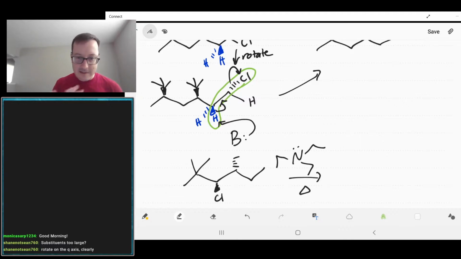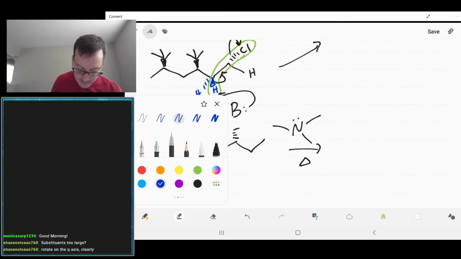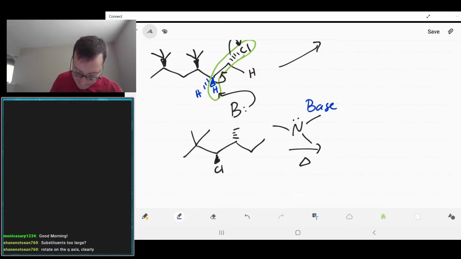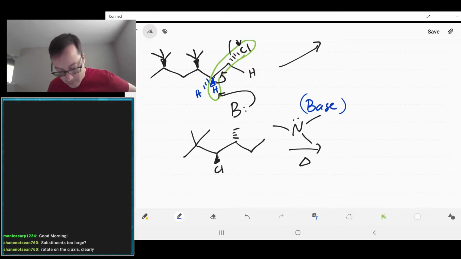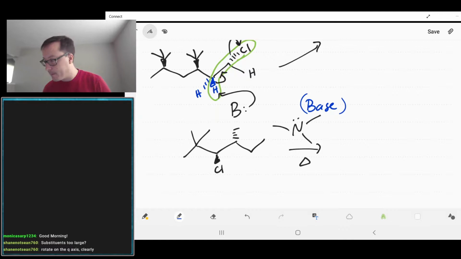Probably it is going to be less reactive if we use a bulkier base. So we'll use trimethylamine instead, a slightly smaller base. Anyways, just any old base. That's not the point here. What we want to look at here is the hydrogens. That's the part that's interesting to us.